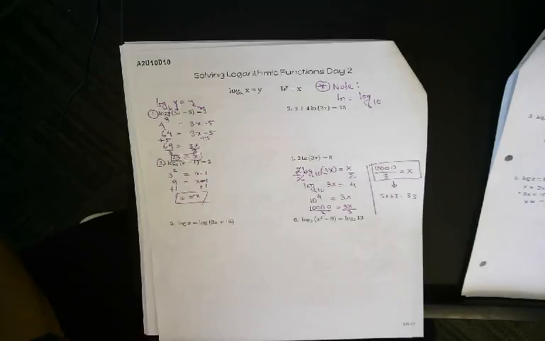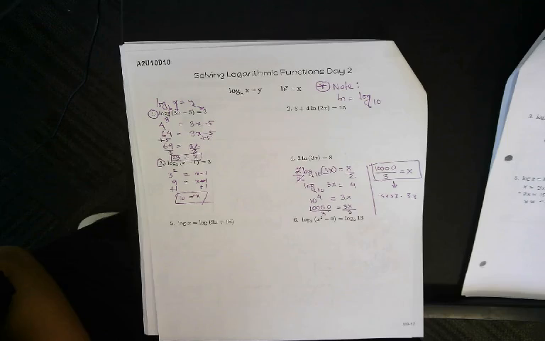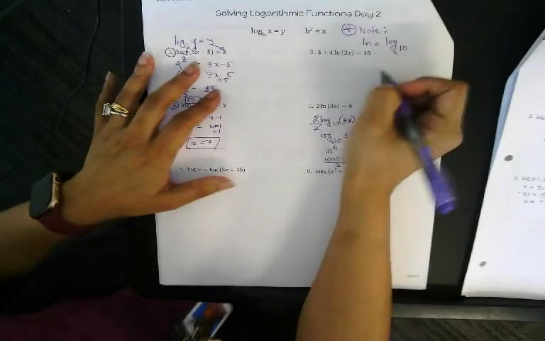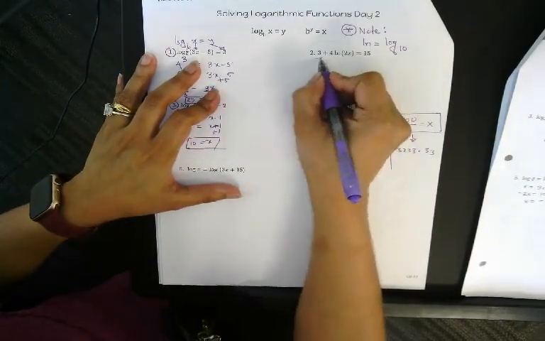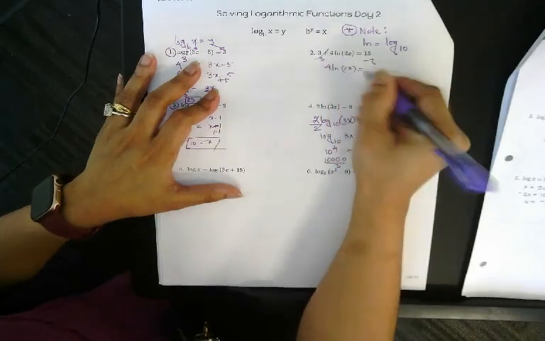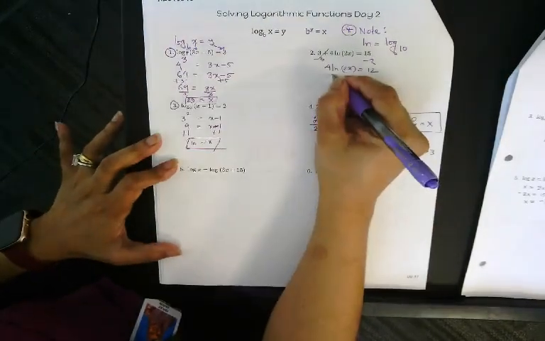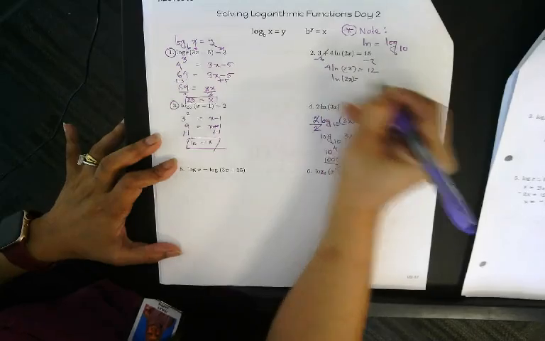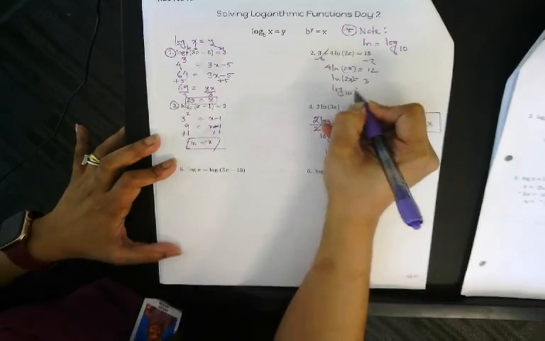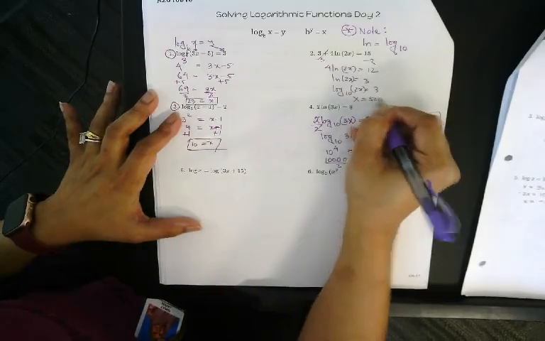Do number 2. I'm giving you 1 minute, which should be more than enough. Okay, so over here, we first subtract 3. It's going to be 4 ln 2x is equal to 12, and ln should be natural log, but I can divide both sides with a 4, and that's going to give me ln 2x is equal to 3. This is going to be log 10 base 2x is equal to 3, and if you convert it, x is going to be equal to 500.